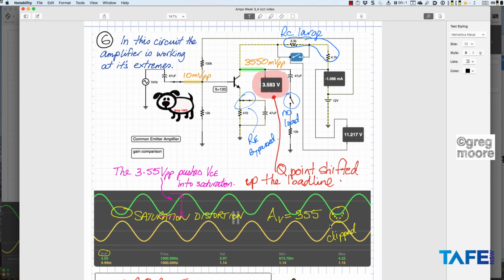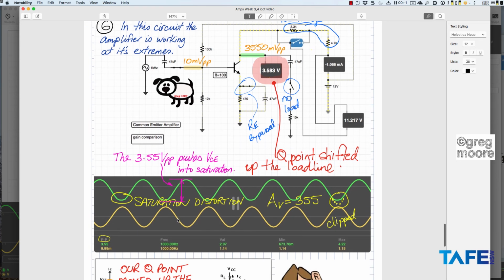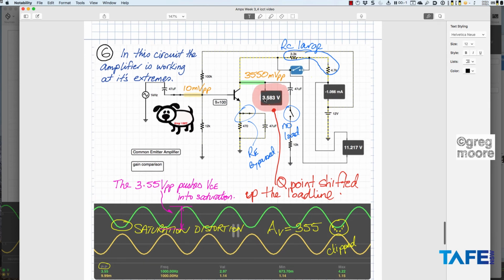There's what the waveform should have looked like. In fact, it's clipped off, and that's why the peak-to-peak value is at 3.55 volts and not a little bit more. And we have saturation distortion happening there, and we can see that because the load line, the Q point, has shifted. The Q point has travelled right up the load line, because I've now got too much collector resistance in the circuit, and the geometry of the circuit is pretty well modified without even the AC going in, and that's put it almost into saturation.